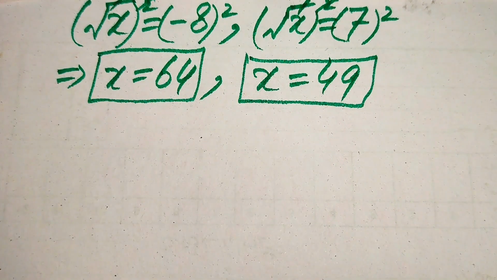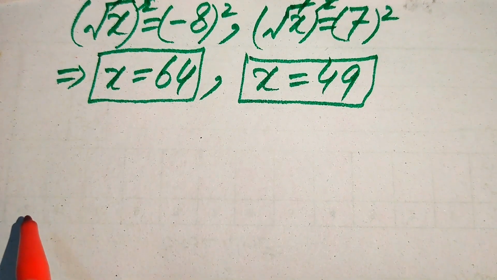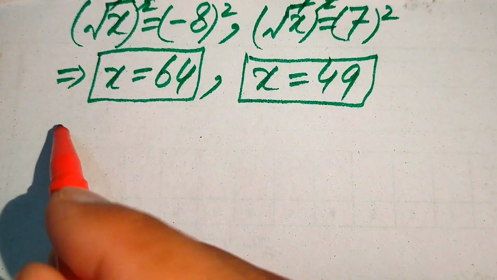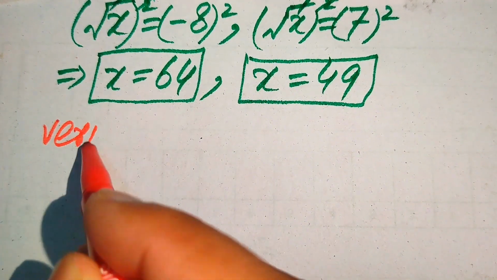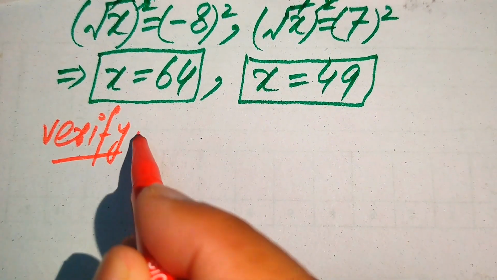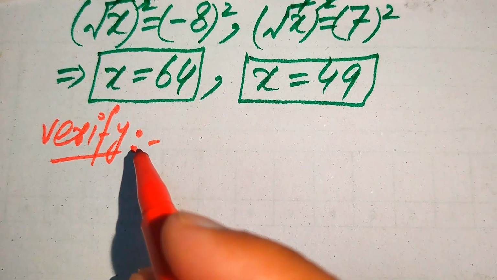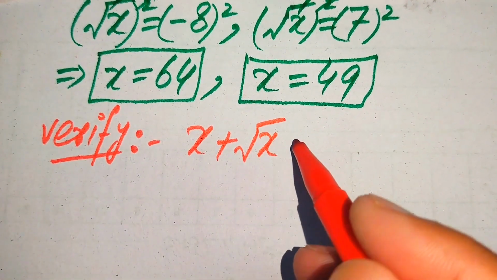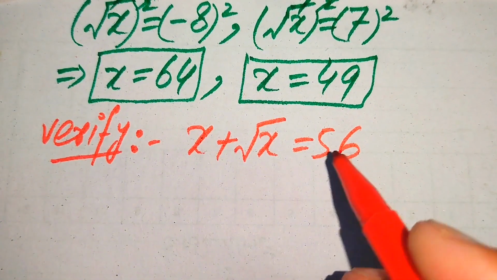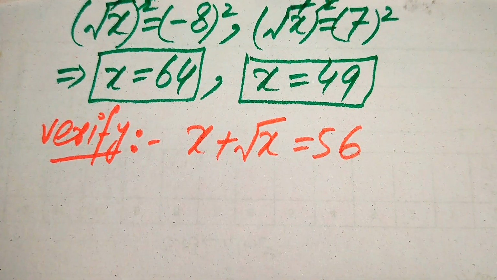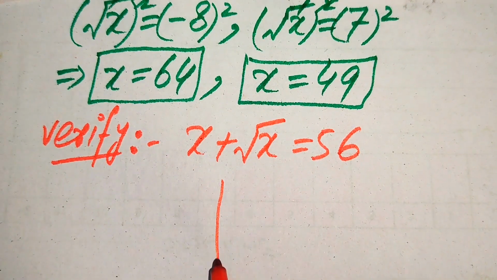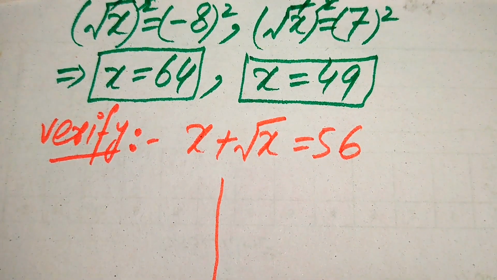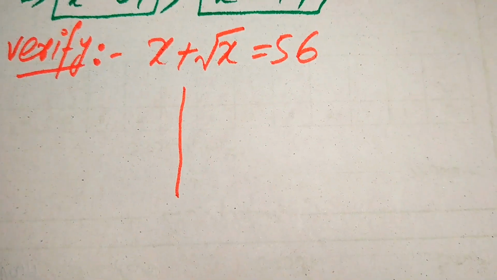Now in the next step we need to verify both of these roots, and we will check whether both of the roots are solutions or both of the roots are extraneous roots. For verification, we need to copy down the given question statement here, and the given statement is x + square root of x = 56. Here we substitute the above two values of x and check the behavior.